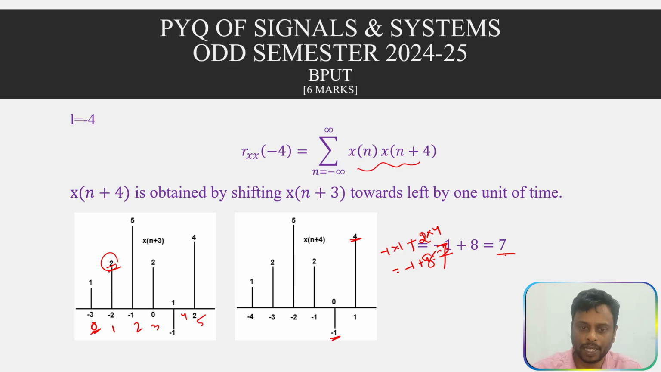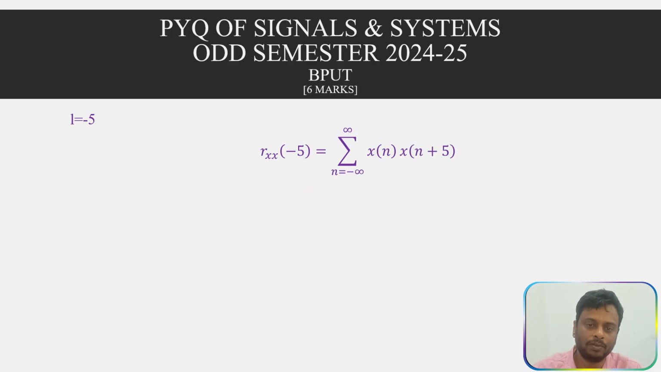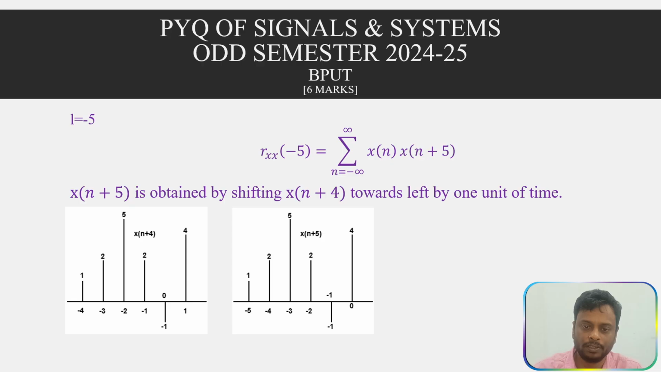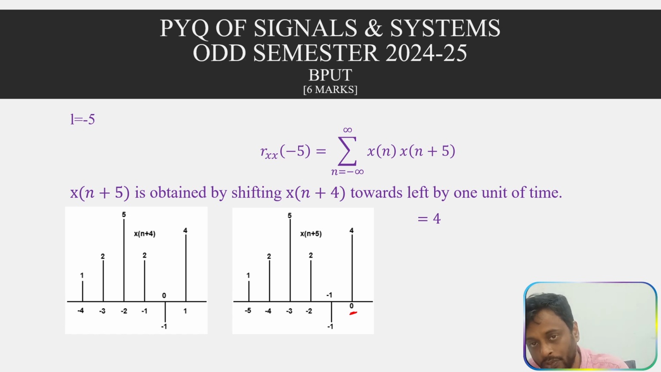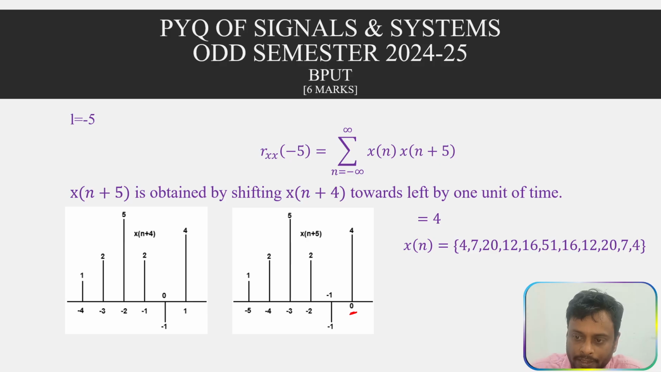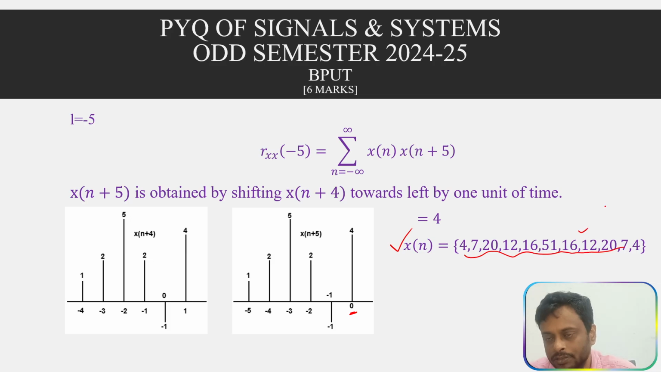Okay. So likewise, you can obtain the value at L equal to minus 5. You can see the only common point is 4. So it will be only 4. Okay. So we have calculated all the values from minus 5 to plus 5. Let us add these. So these are the values of the autocorrelation of x of n, from minus 5 to 5.